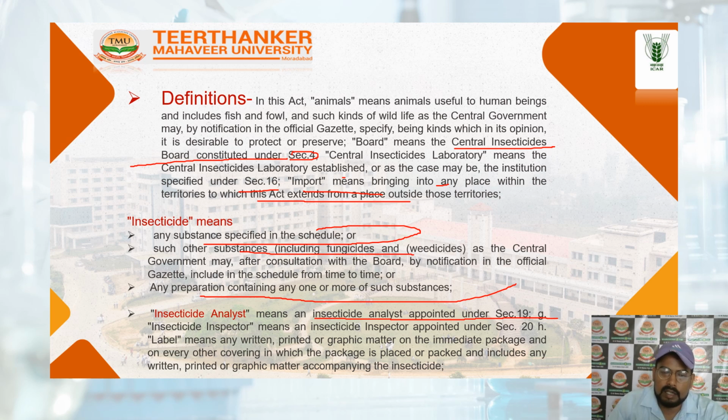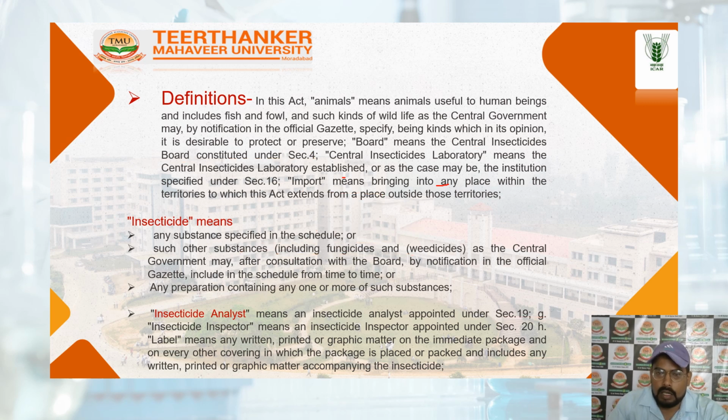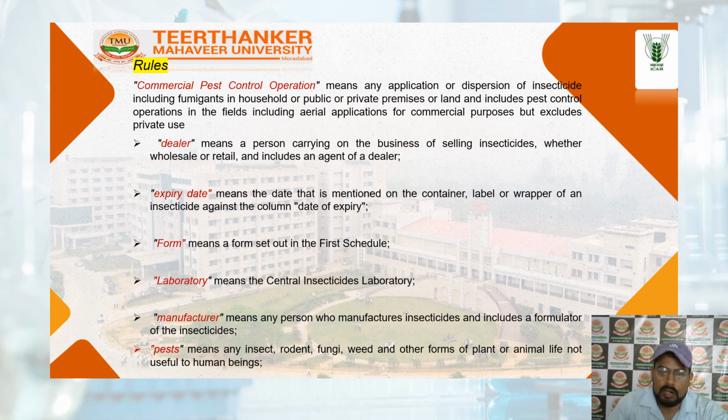These are the characters and criteria that define the insecticide, the rules on how to control it, how to import it, and how to implement control of insecticides. The rules cover the dealer, the expiry date, forms, laboratory, and manufacturing date. These are the different parameters governed by the insecticide rules.